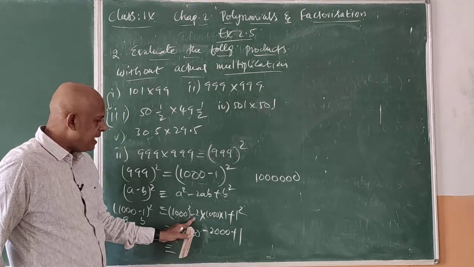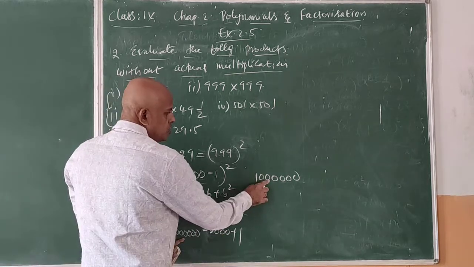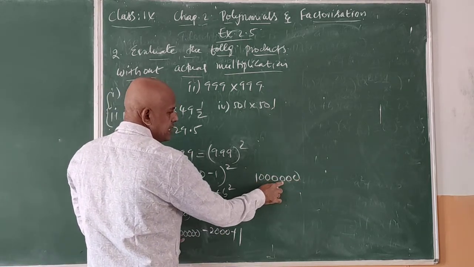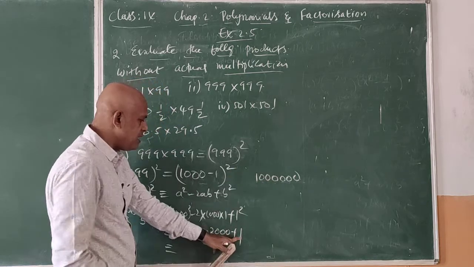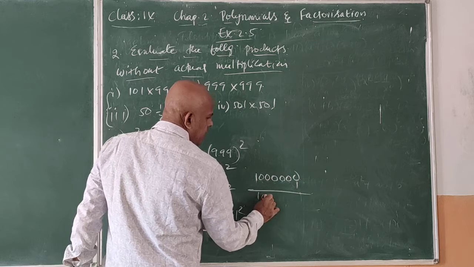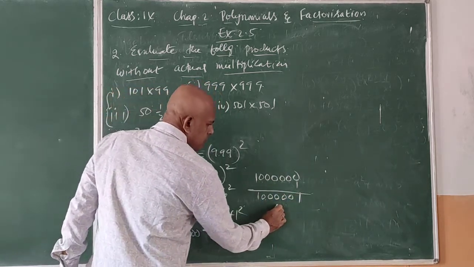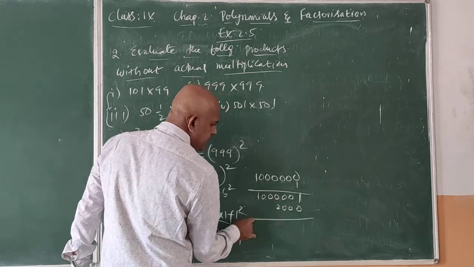Okay, small correction here: minus here. So this is minus 2000 here. 1, 2, 3, 4, 5, 6: 1s, 10s, 100s, thousands, 10,000, lakhs, 10 lakhs. Plus 1, these both are positive, you have to add here. So what do you get here? 10 lakhs, 1 lakh and 1. From this you have to subtract 2000, so 2000 should be subtracted.